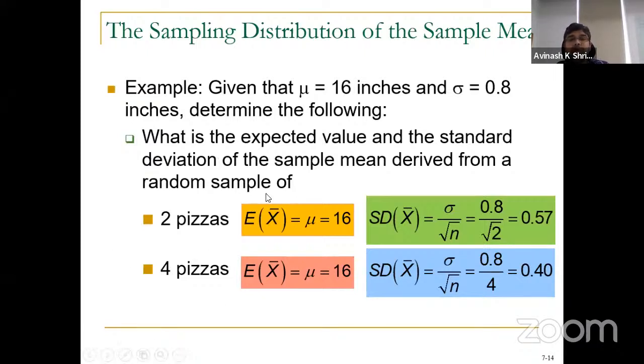If you look at the expected value of the mean x bar, in both cases it is 16. And I would like to know why it is 16. Why, in case of sampling 2 pizzas or in case of sampling 4 pizzas, does the expected mean remain the same?